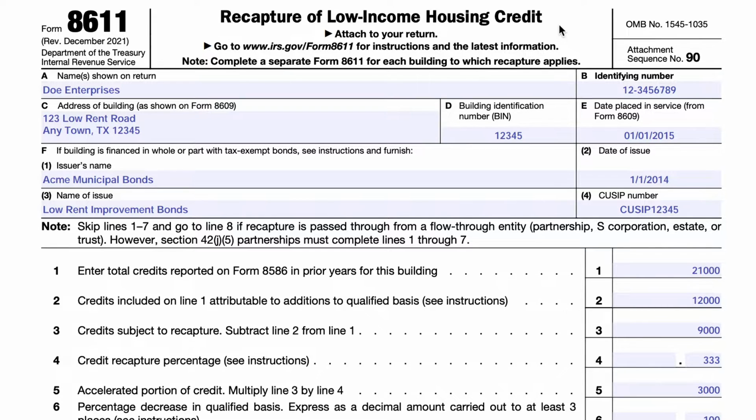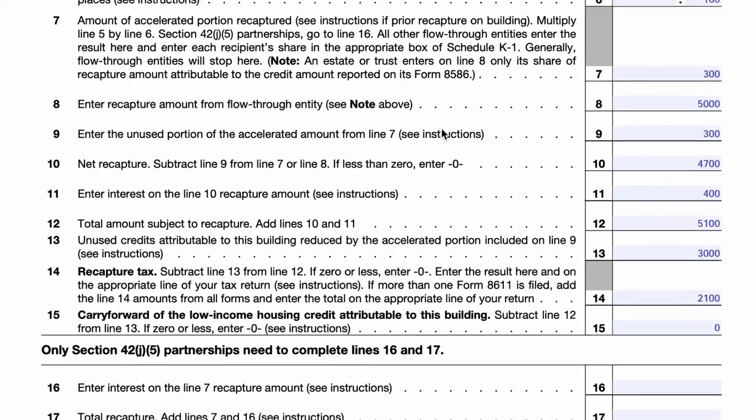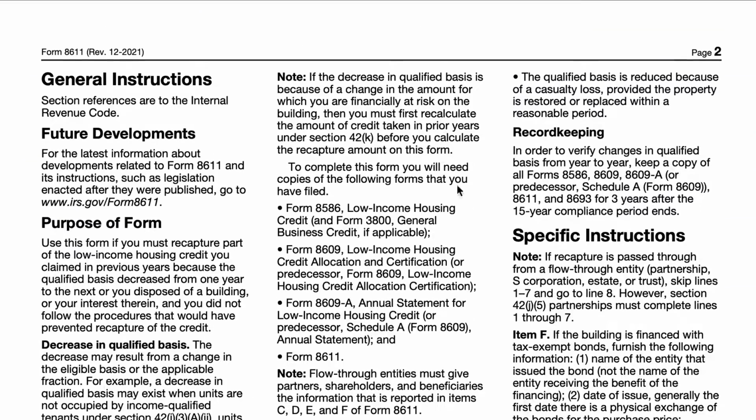So we're going to walk through this tax form. A couple of things I'll point out in the instructions first. You are depending on a significant amount of information from previously filed forms: the IRS Form 8586, which is the low income housing credit; IRS Form 3800, if applicable, that's the general business credit; IRS Form 8609-A; and IRS Form 8609, which is the low income housing credit allocation and certification. And then any previously filed Forms 8611 if you have any.